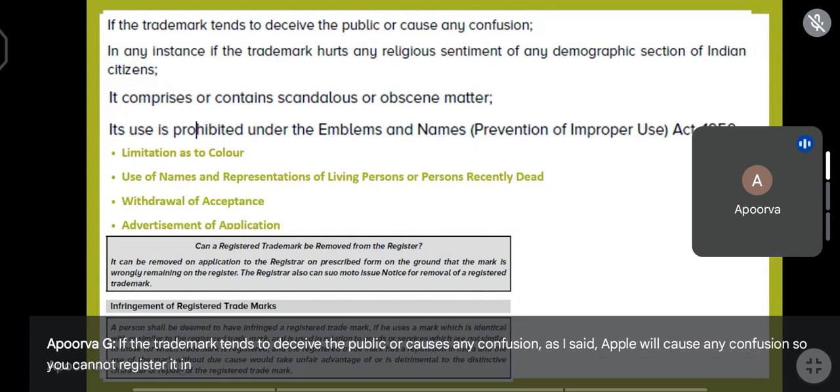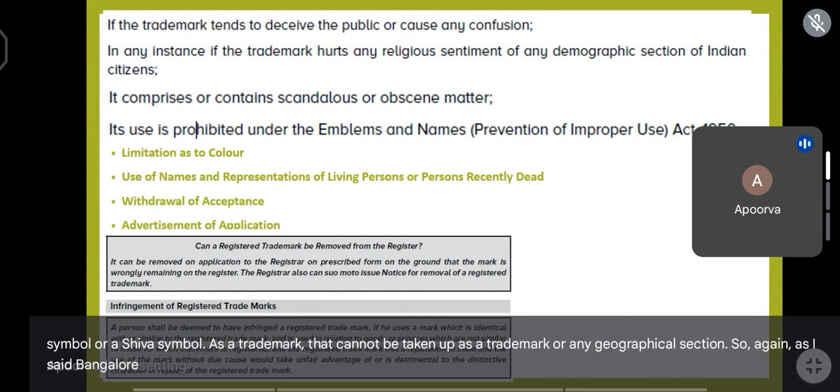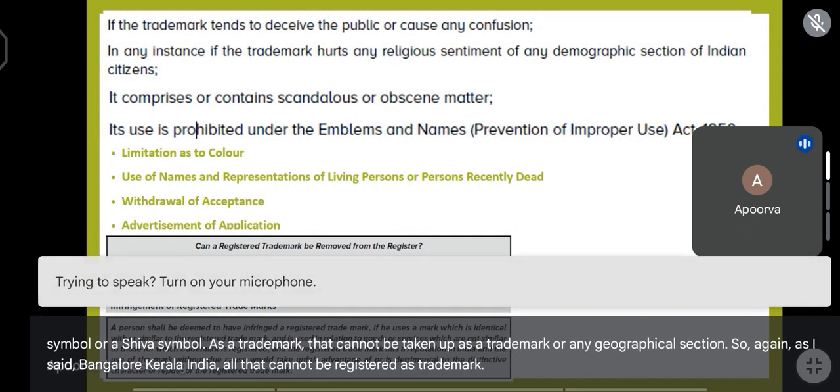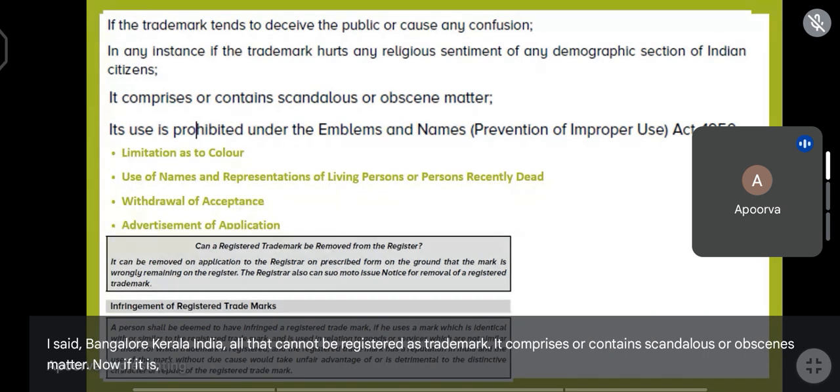If a trademark hurts religious sentiments, now you cannot have, say, an Om symbol or a Shiva symbol as a trademark. That cannot be taken up as a trademark. Or any geographical section. So again, as I said, Bangalore, Kerala, India, all that cannot be registered as a trademark. It comprises or contains scandalous or obscene matter. If it is scandalous or obscene matter, you cannot register that as a trademark.